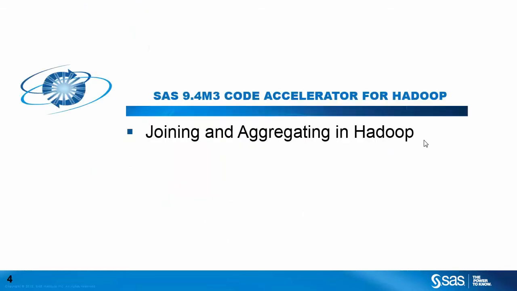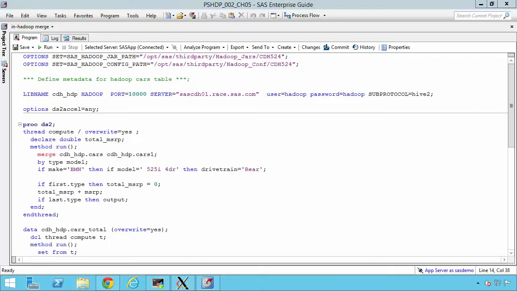Now we will use a live environment to demonstrate joining and aggregating data in Hadoop using the SAS Code Accelerator. Here we see our sample program demonstrating the SAS Code Accelerator for Hadoop. This code could be generated by a data loader directive. It could also be code you're prototyping to include in a custom directive. It could also be existing code you're migrating to run in Hadoop.